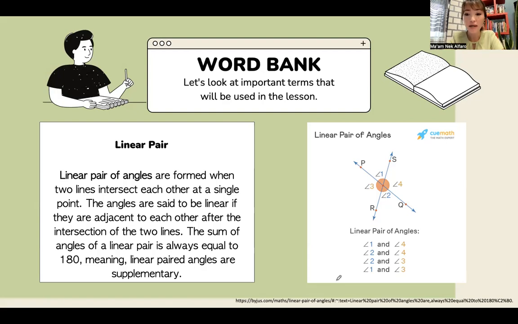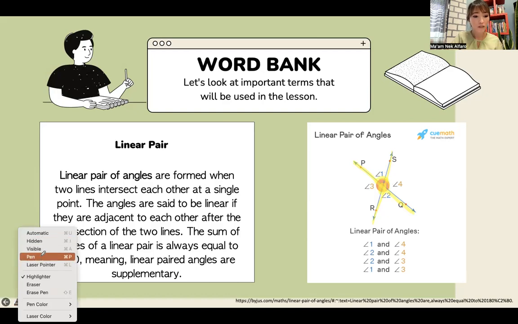Single meaning one. The angles are said to be linear if they are adjacent to each other after the intersection of two lines. The sum of angles of a linear pair is always equal to 180, meaning linear paired angles are supplementary. You look at this figure. We have line PQ. We have another line SR. And they have one single point of intersection. So we have the linear pair of angles. First pair, we have angle 1 and angle 4. They form a single line, two angles that form a single line.